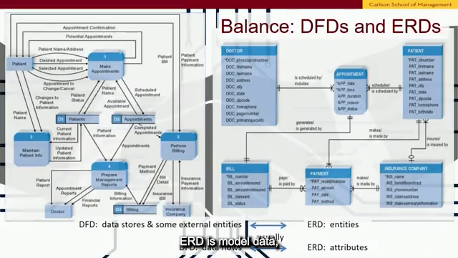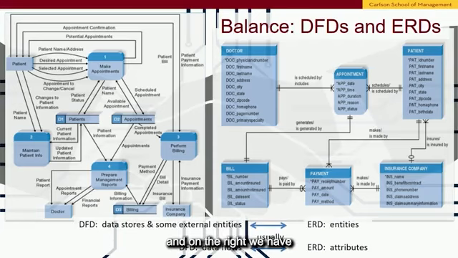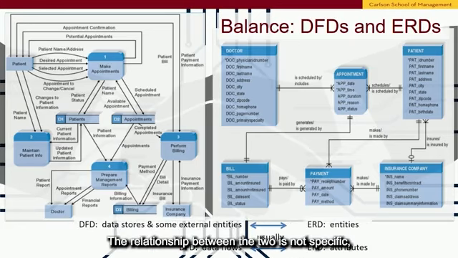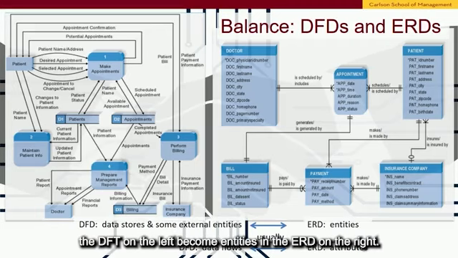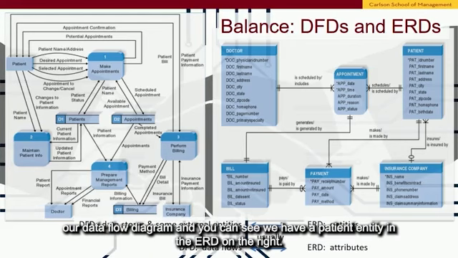ERDs model data, while DFDs model processes. On the left here, we have a data flow diagram for our doctor's office, and on the right, we have a sample ERD, or entity relationship diagram, for the same doctor's office. The relationship between the two is not specific, but usually data stores and external entities in the DFD on the left become entities in the ERD on the right. So, for example, we have a D1 patient's data store in our data flow diagram, and you can see we have a patient entity in the ERD on the right.